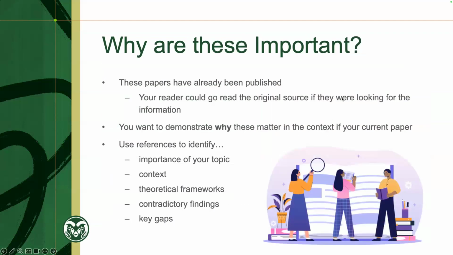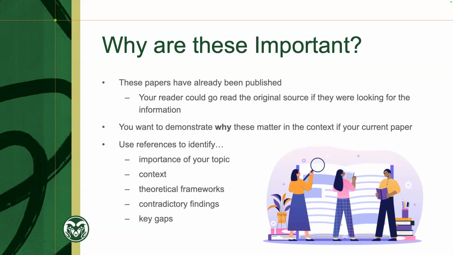All right, so why are these important, right? Again, this gets at what I just said. These papers you're referencing in your literature review have already been published, and so your reader can go read that original source if that's the information they're looking for. But they specifically clicked on your paper, they stumbled on your paper using the keywords that they searched for. And so you want to demonstrate why these matter in the context of your current paper, right?